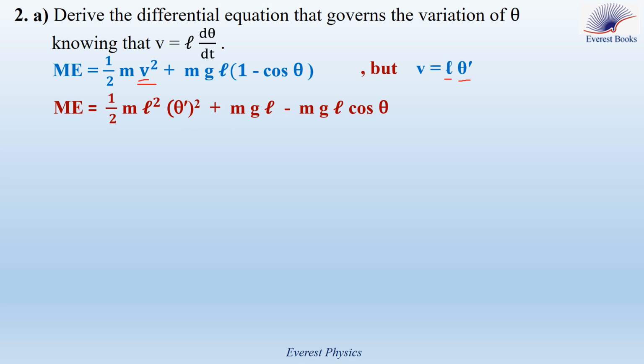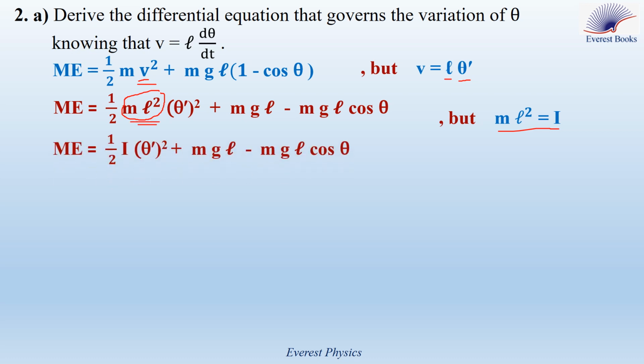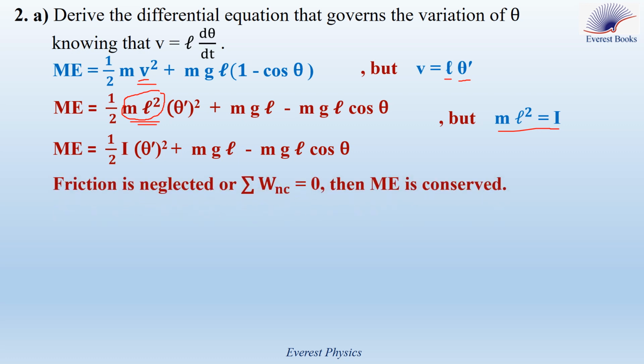We will get this equation. But what is ml squared? ml squared is equal to the moment of inertia of the particle about the axis delta. Then we will replace ml squared in this equation by I. We get this equation. Now, friction is neglected. Therefore, the mechanical energy is conserved, or we can say that the sum of the works done by the non-conservative forces is equal to zero, then the mechanical energy is conserved.